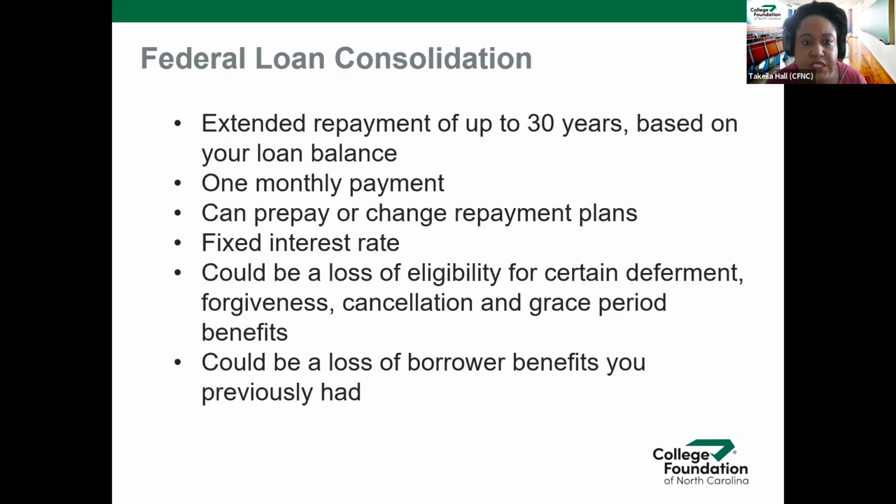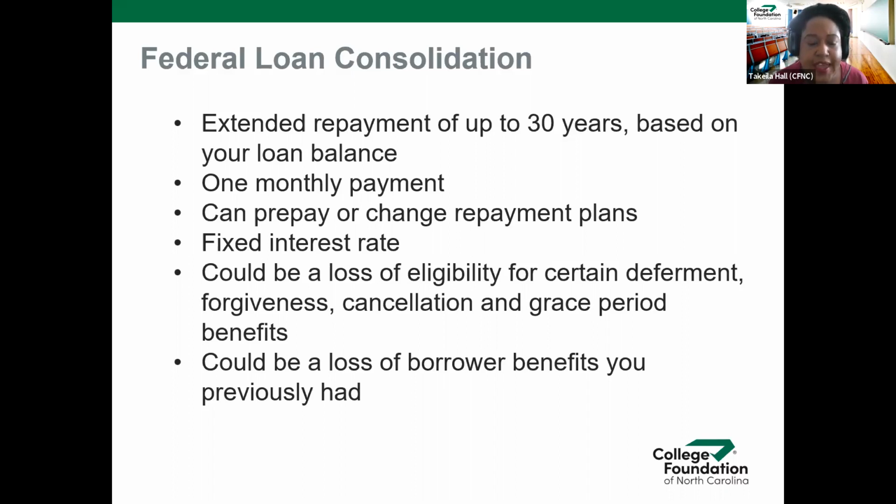Of course, there is a fixed interest rate, and that's something that you want to know. But there are some things that you might not be aware of as we talk about loan consolidation. You could lose some of your loan eligibility that you would have had under your original loan. And of course, you could also lose eligibility for certain types of deferments, forgiveness, cancellation, and grace period benefits.